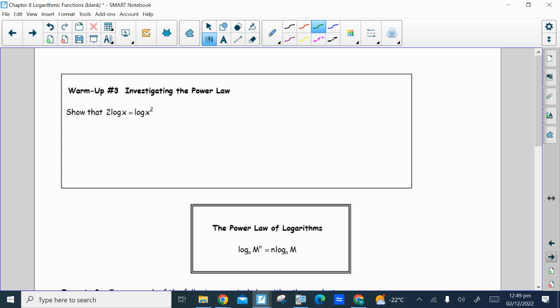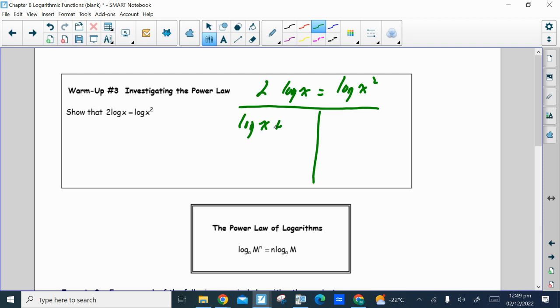So as I said, there's a third law, the power law. It says show that 2 log x is equal to log of x squared. So we want to show that 2 log of x is equal to the log of x squared. Two log x could be rewritten as log x plus another log x. If you have something and you add another one, now you have 2 of them.